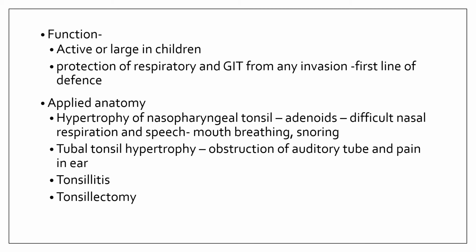The function of this Waldeyer's ring, it is active and enlarged in children, protects the respiratory and GIT from invasion, so first line of defense. And applied anatomy is hypertrophy of the nasopharyngeal tonsil leads to adenoids. It leads to difficulty in the nasal breathing and hence there is mouth breathing leading to snoring. If there is hypertrophy of tubal tonsil, it leads to obstruction of the auditory tube and pain in the ears. Then there may be tonsillitis when there is enlargement of the palatine tonsil, and if it is recurrent, then it might need a tonsillectomy.